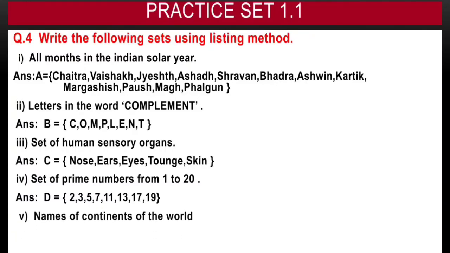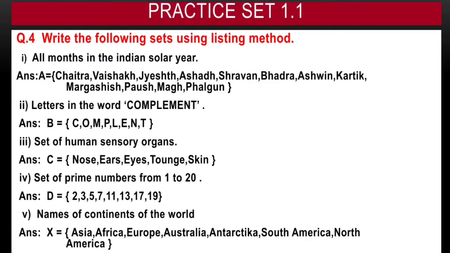Now the last example is names of continents of the world. Which are they? Asia, Africa, Europe, Australia, Antarctica, South America and North America. So this is your set of continents of the world.